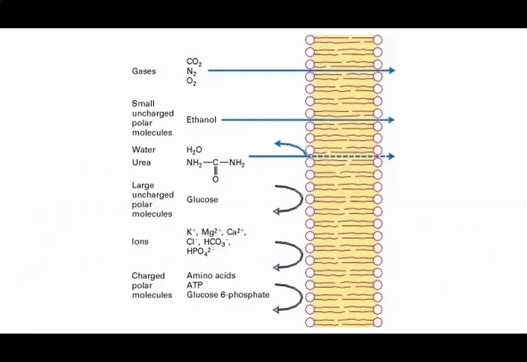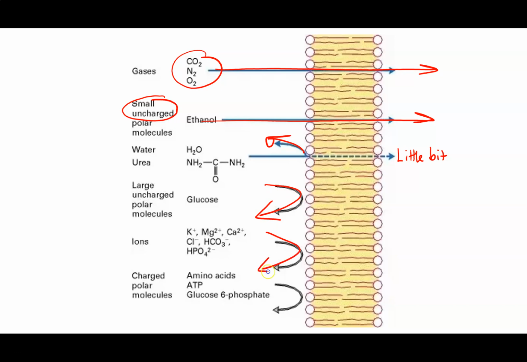So this is kind of a cool graph. Again, ethanol is small and it's uncharged, so that actually can get through, which is cool. Here's your gases, which we talked about, simple diffusion. Unfortunately, a little bit of water can get through, but not much. Most of it does get bounced off. Huge charged things, amino acids, proteins, whatever, no way. The only way they're getting through is with some sort of pump or some sort of channel protein, big time.